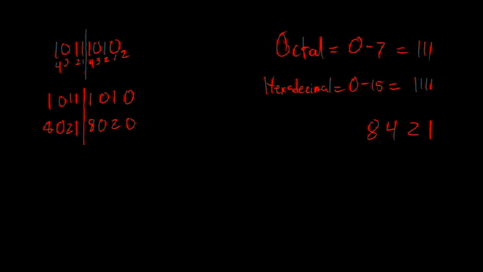Since the only available digits here are 8 and 2, it becomes 10. From here, 2, 1, and 8 is equivalent to 11. From the last slide, we can see that 10 is equivalent to A and 11 is B. So our hexadecimal is B, A, base 16.